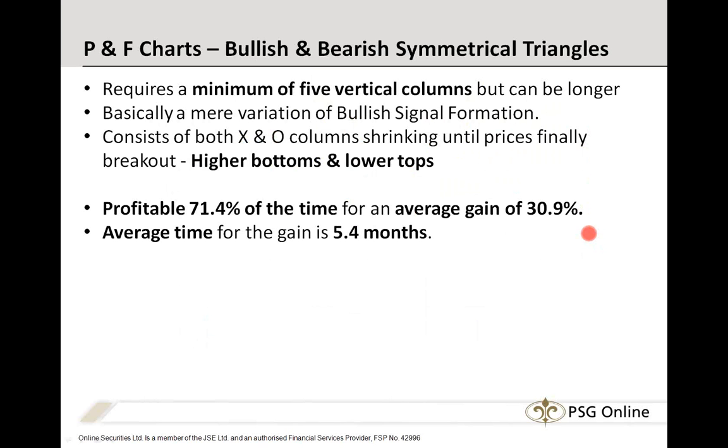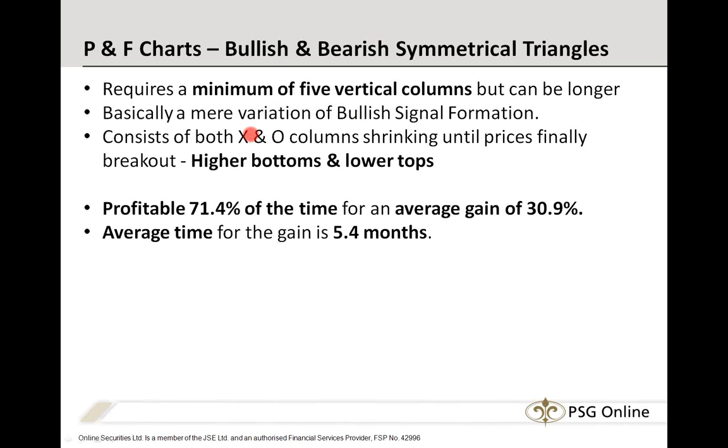Okay. And these are my 2 favorite indicators, bullish and bearish symmetrical triangles. When we talk about normal bar charts, I like to use what they call continuation patterns, and a symmetrical triangle is part of a continuation pattern, and this helps you determine that the trend will be continuing. Again, we need a minimum of 5 vertical columns, but it can be longer, and obviously the longer, the better. Okay. All it is, is a variation of the bullish signal pattern.